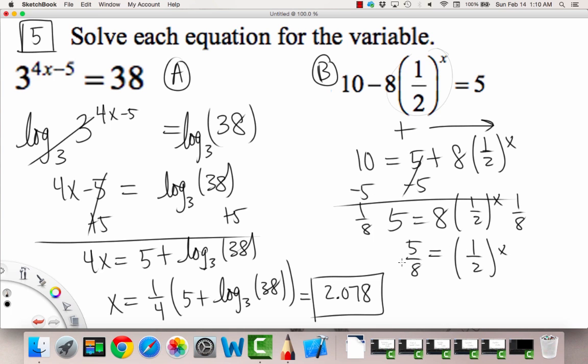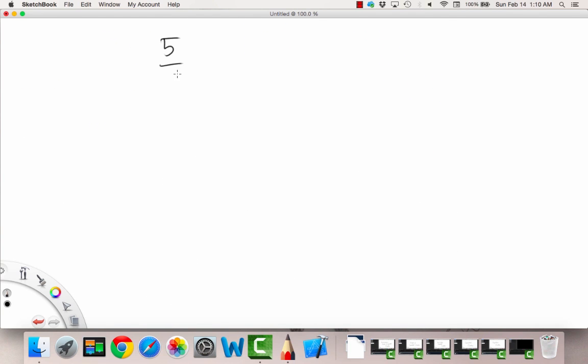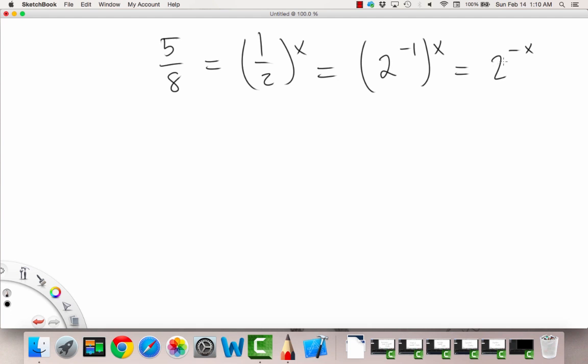Okay, alrighty, so let's finish off this part B on the next slide. So we have 5 over 8 is equal to 1/2 to the x power. And on the right side, I just want to rewrite that 1/2, because I'm not very fond of fractions. So instead, I'm going to write 2 to the negative 1 times x. So this is 2 to the negative x. Now our equation looks like this, so on both sides we can log base 2, right? Because we want to reverse the effect of that exponent 2 there.